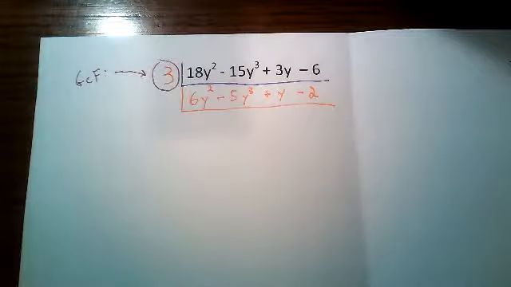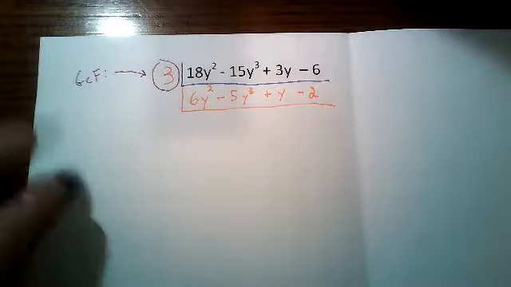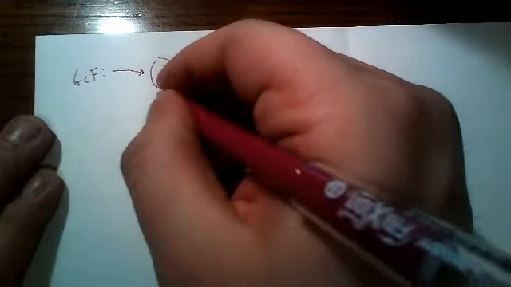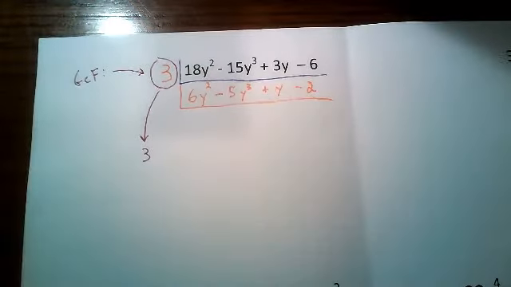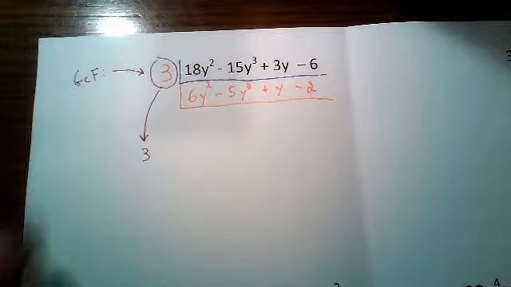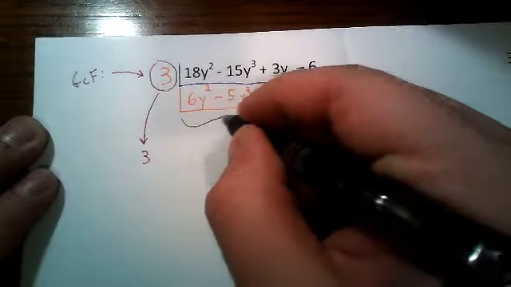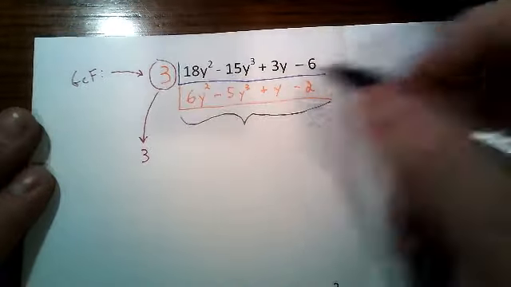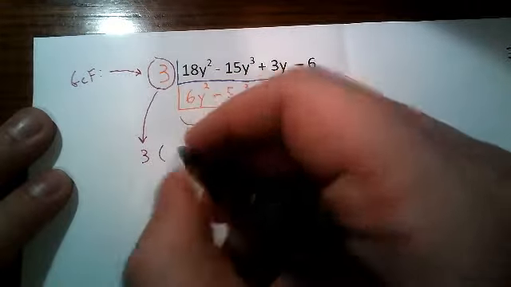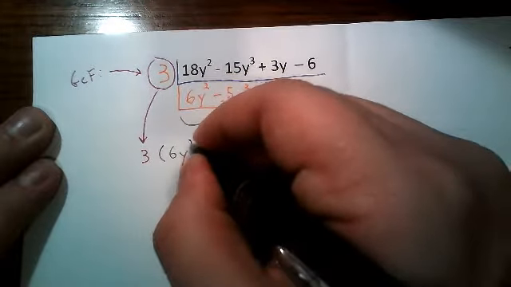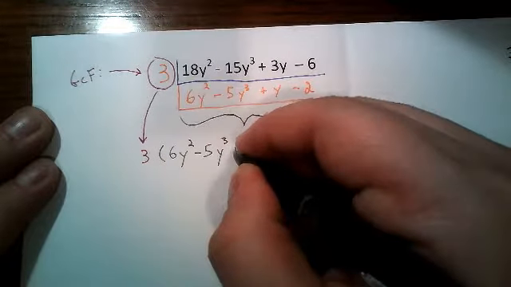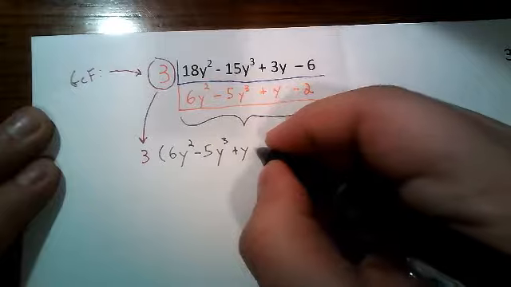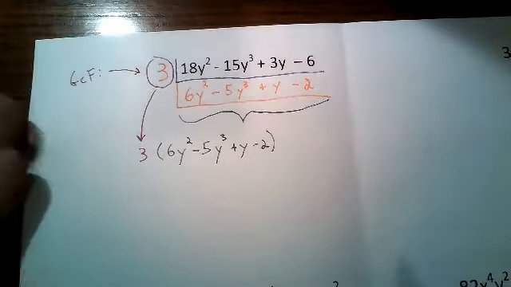Okay. And then to write my answer, to write my solution, I put the greatest common factor on the outside, which is 3. And on the inside, it's whatever is left over after I take out all my greatest common factors. So in this case, that's 6y squared minus 5y cubed plus y minus 2. And there's my solution.